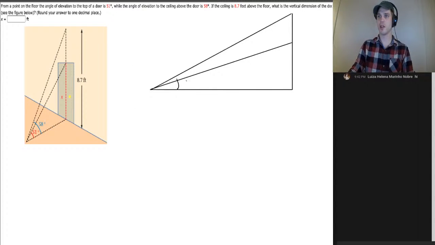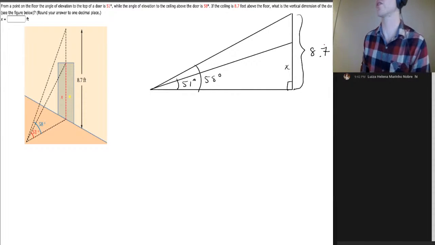And so this angle here is 51 degrees. And then this angle here is 58 degrees. This is 90, since it's a wall. The height of the door is the shorter one, x. And then this taller one here is 8.7 feet.